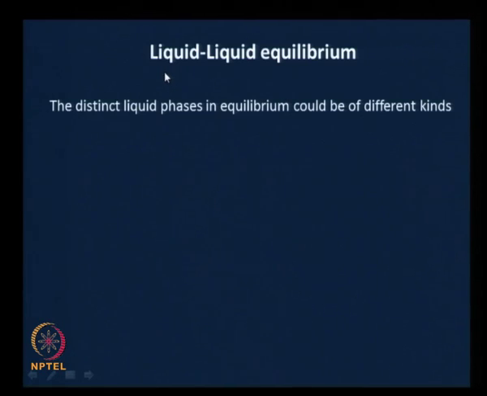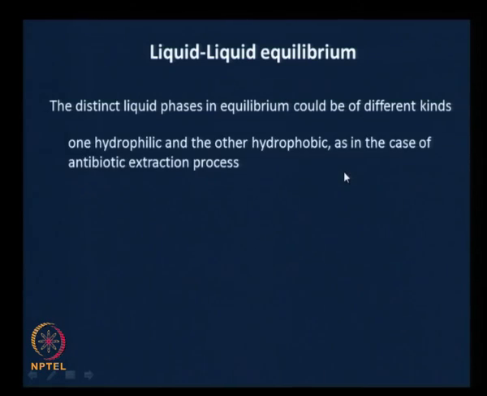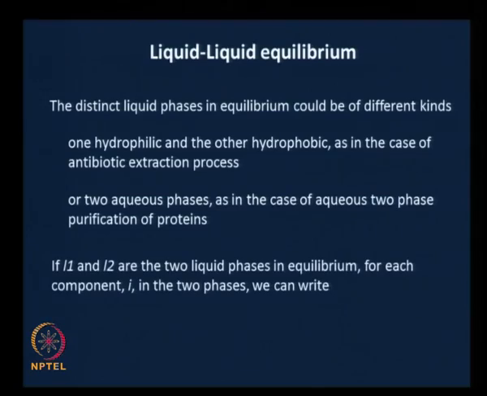In the case of liquid liquid equilibrium, we said that you could have two different liquid phases of one being hydrophobic, the other one being hydrophilic, or both could be hydrophilic. The hydrophobic hydrophilic pair is used in, say, antibiotic extraction. The hydrophilic hydrophilic pair, two distinct hydrophilic phases, is used in the extraction of proteins, because to maintain their activity by maintaining their conformation, what we had seen.